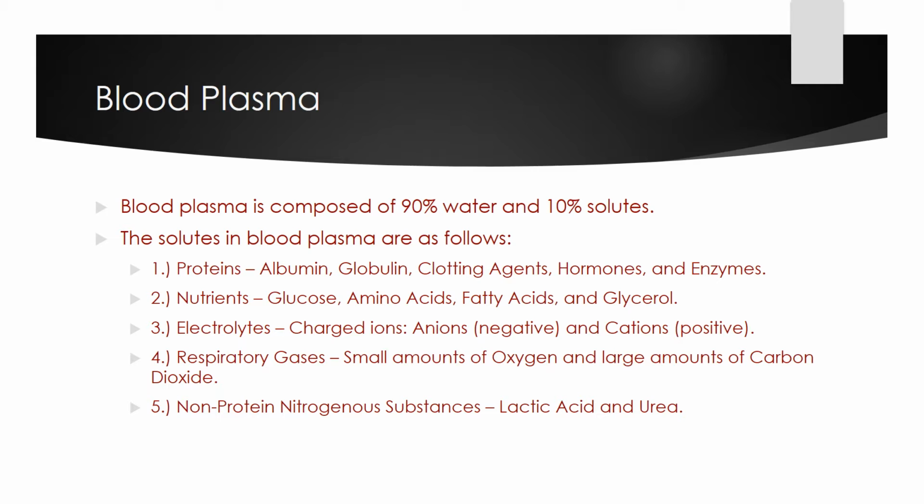Electrolytes, yes, those things that they say on sports bottles, you have those in your body already. Those are charged ions, anions which are negative, and cations which are positive. And respiratory gases, small amounts of oxygen and large amounts of carbon dioxide. Those are traveling through your blood as they're being distributed throughout your circulatory system. And it also contains non-protein nitrogenous substances like lactic acid and urea.